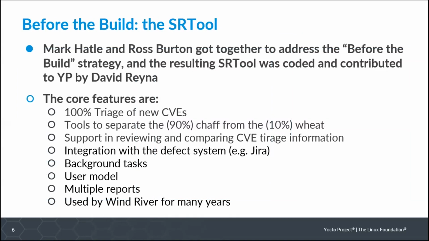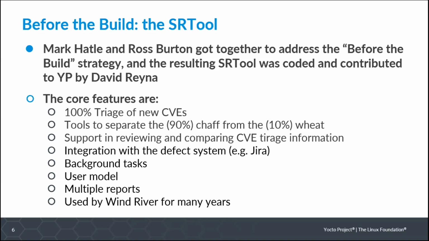Mark Hatley, who I think is on this call, and Ross Burton got together a couple of years ago to try to address the problem of the before-the-build strategy. The resulting SRTool was coded and contributed by myself to Yocto Project and is used heavily by Wind River. Core features are 100% triage of new CVEs, and tools that separate the chaff from the wheat: it's about 10% of all the CVEs that come in, and how many are possibly affecting us.